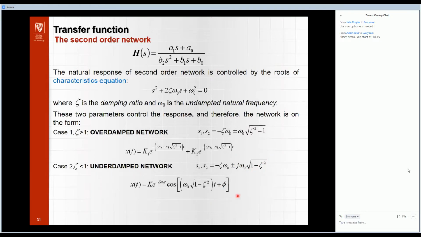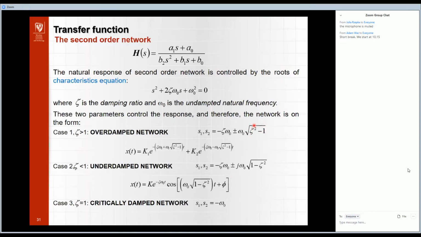Okay, and from this, in these situations, we obtain such a response. We see we have such oscillations in this case, because we have the periodic functions here. And there is the case between the first and the second when zeta is equal to 1. So we have the critically damped network, and from this, of course, it is simple to obtain.